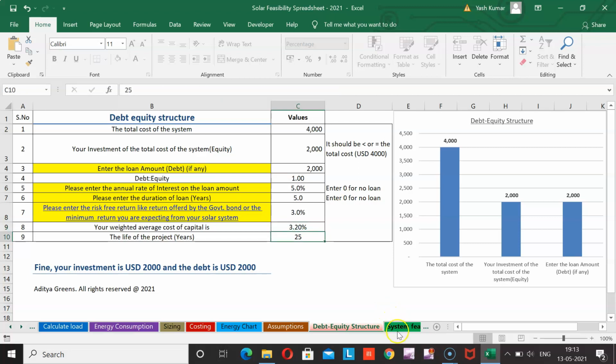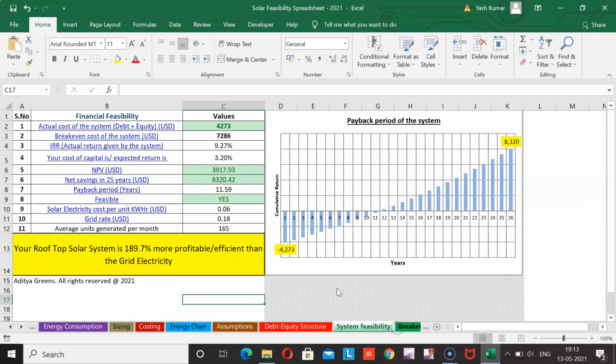Now coming to overall financial profitability of the solar power system. Here we come. Now the actual cost of the system comes out to be $4,273. It has taken into consideration the interest rate also. So instead of 4,000, my actual cost of the system has increased to 4,273. Internal rate of return of the system: my solar power system is going to produce 9.2% per year. So it is a profitable project, while my cost of capital is 3.2%. So 9.27% is very much above 3.2%.